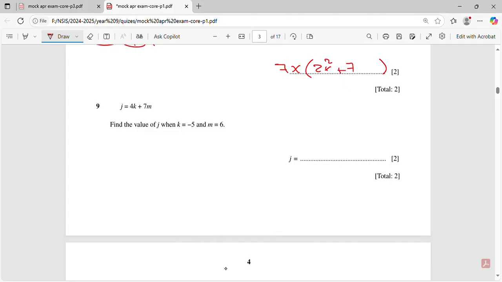Here for number 9, he asks you to find the value of g when k equals negative 5. Of course, this is a substitution equation, so I will put k as negative 5 and m as 6. As long as this is paper 1, I cannot do this in the calculator, so it will be 4 multiplied by negative 5, plus 7 multiplied by 6. It will be negative 20 plus 42, which gives the final answer 22, positive.